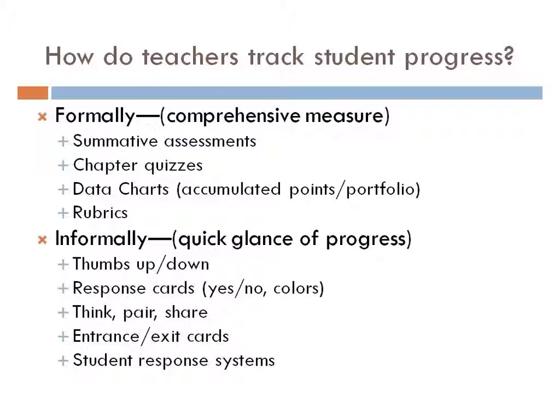Once people understand what student tracking is and why we should track student progress, the big hurdle that comes next is how do we begin to track student progress? You can begin to track student progress both formally or informally. Summative assessments would be like your CBA exams, your six weeks exams, benchmarks. Chapter quizzes would be like unit exams as well. Rubrics, if you're going to be doing some type of lab report or writing assignment or project.